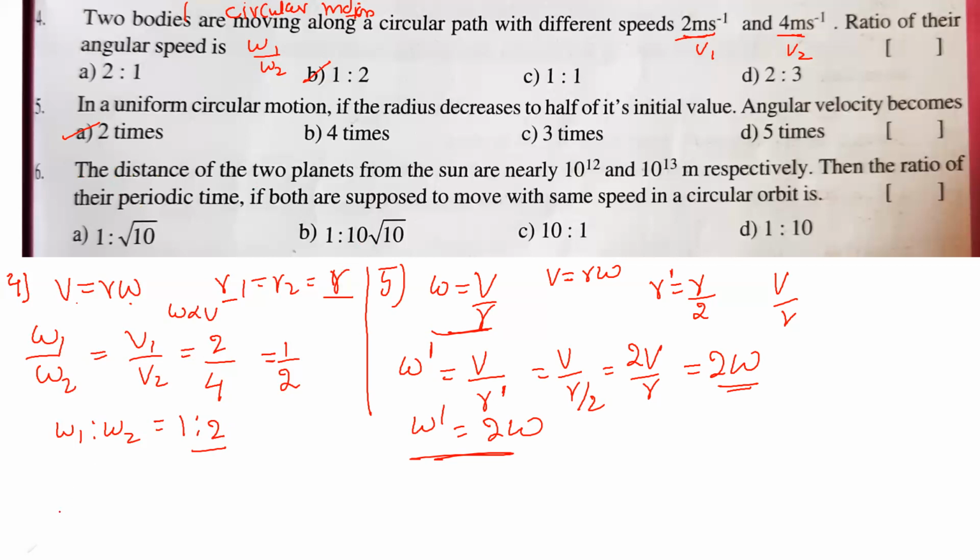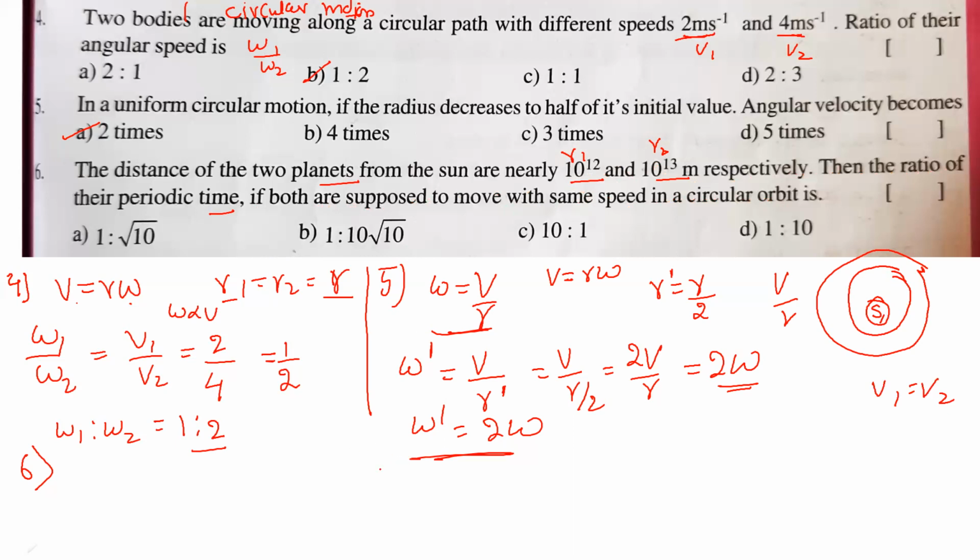Clear children? Next problem. See, in the problem given, the distances of the two planets from the sun are R1 and R2. Okay, children, the sun is the center of the two planets. One planet is moving at this distance and another planet is moving at some increased distance, 10 power 12 and 10 power 13 meters respectively. Then the ratio of their time period, you need to calculate the time period if both are supposed to move with the same speed in a circular orbit. If the speed is given the same, so V1 is equal to V2, R1, R2 are given. So you need to find the time period.